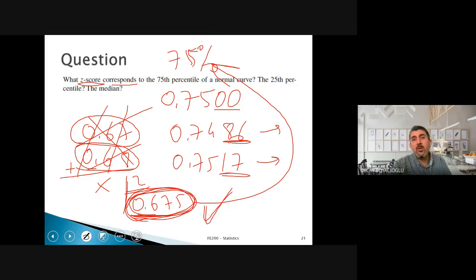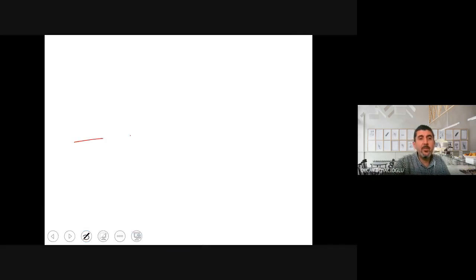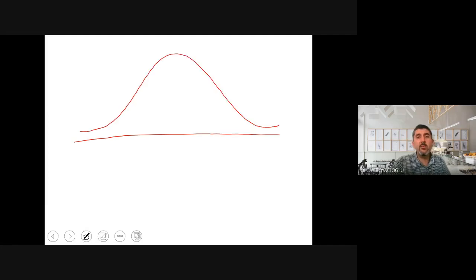So the other question is here. What about the 25th percentile? What is the 25th percentile? The 25th percentile is exactly the symmetrical value of the 75th percentile, right? Here it is. Look at that. This is the normal distribution. This is the zero value. The 75th percentile is here, because this area under the curve is 0.75, right?